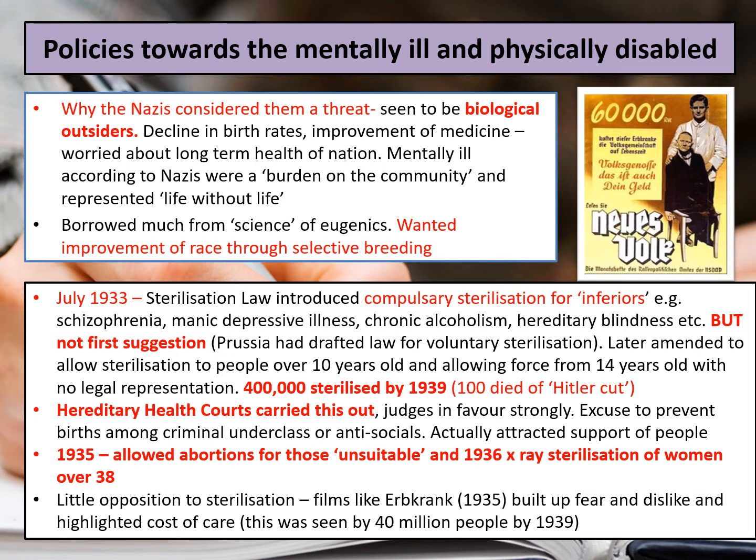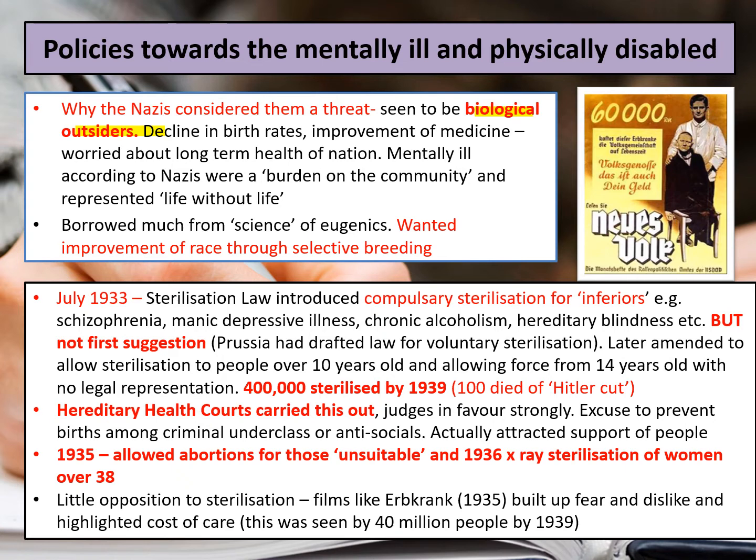First group that you need to know about is Nazi policies towards the mentally ill and physically disabled. These were seen by the Nazis as being a biological threat and biological outsiders of the Volksgemeinschaft. So even if somebody was Aryan and they had some kind of disability, they were seen as being a threat to the nation and outsiders.